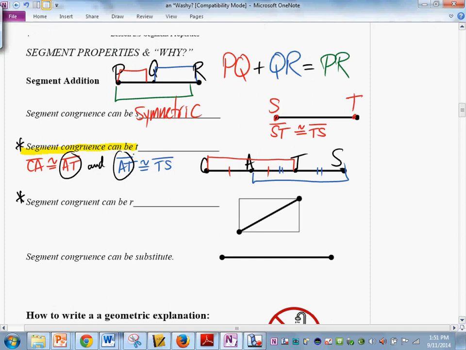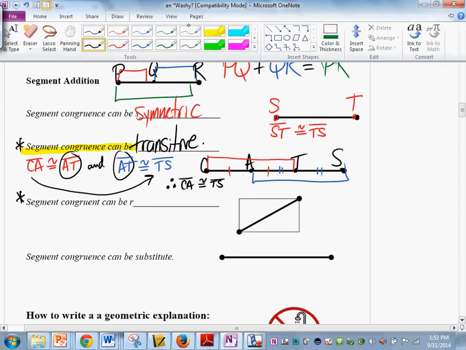AT. So this is like saying if the first is equal to the second and the second is equal to the third, what can you say about the first and third? They're the same. So we're going to transfer congruency. We say therefore, those little three dots mean therefore, CA is congruent to TS. We call that transitive. Transitive, think transfer. You transfer congruency. Say those two words out loud: transitive, transfer. Okay. These last two, then we'll take our break.